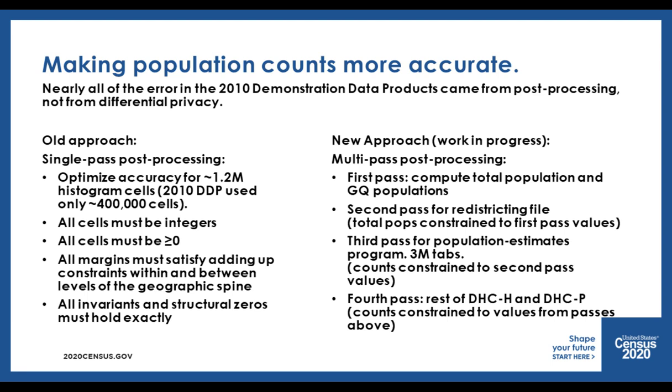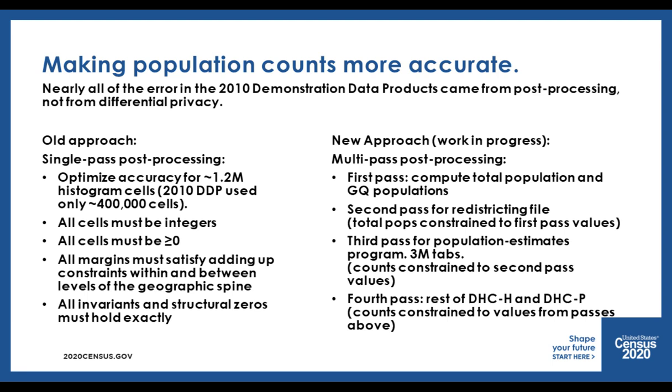Our proposed solution is to run the DAS in a series of passes. In the first pass, we would just compute total population and group quarters populations down to the block level. Then we would run the system again to generate the PL94 redistricting data. But we would constrain that second pass to the population counts that were determined in the previous pass.